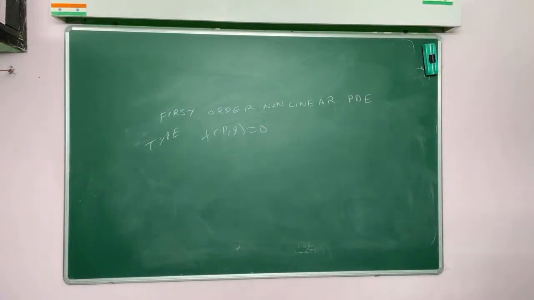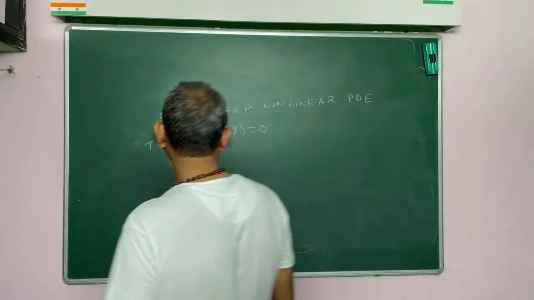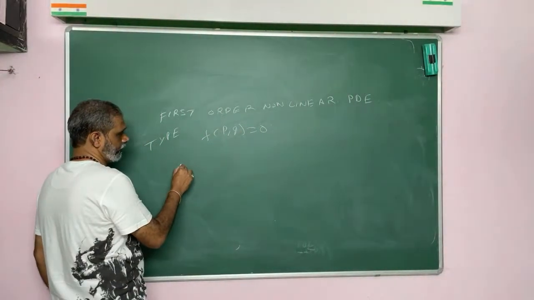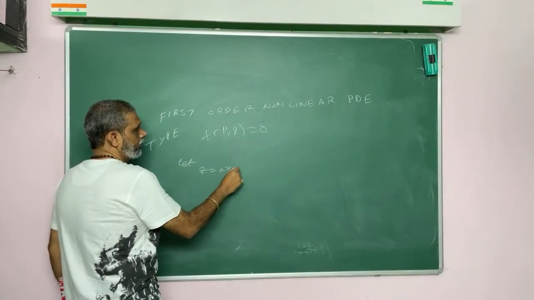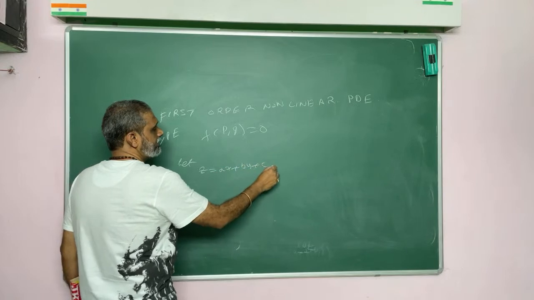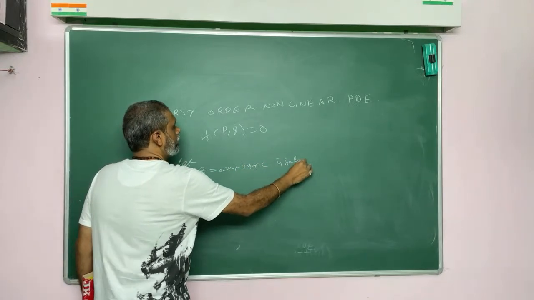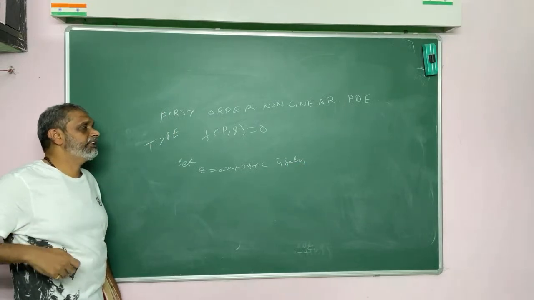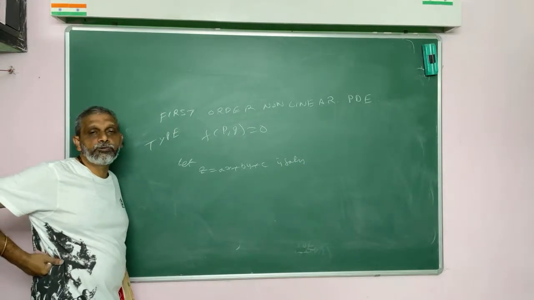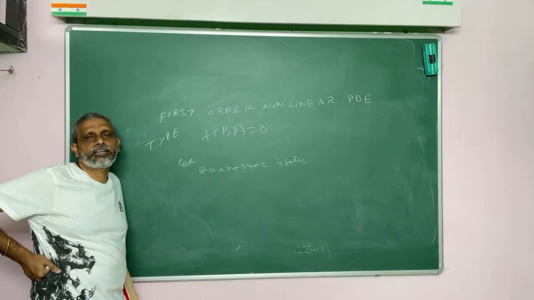So I want to tell the complete integral and singular integral. How to find the complete integral? Now assume Z is equal to a solution. Let Z is equal to AX plus BY plus C be a solution. See, if you are wise, you can ask immediately: you have only two variables, why are you taking three constants?